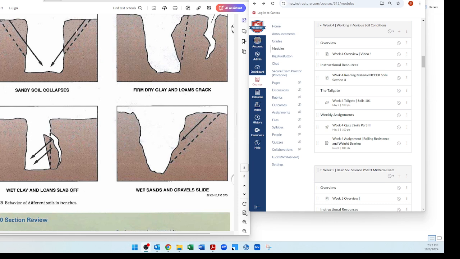Sandy soil collapses. Firm clay and loams crack, this is all true by the way, and fall on you. And that's bad since it's dry clay because it's extremely heavy. Wet sands and gravels tend to slide.